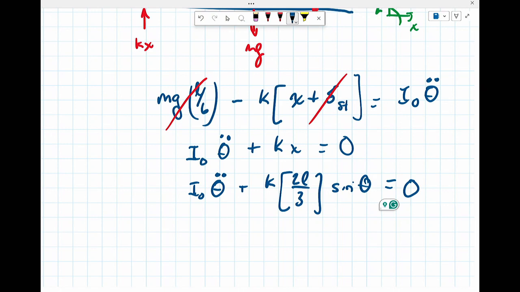And I'm making an assumption here that this is not a big displacement, and that's one of the big things that you have to assume in all of these problems. What that does is allow me to take this term, sine theta, and convert it to theta.